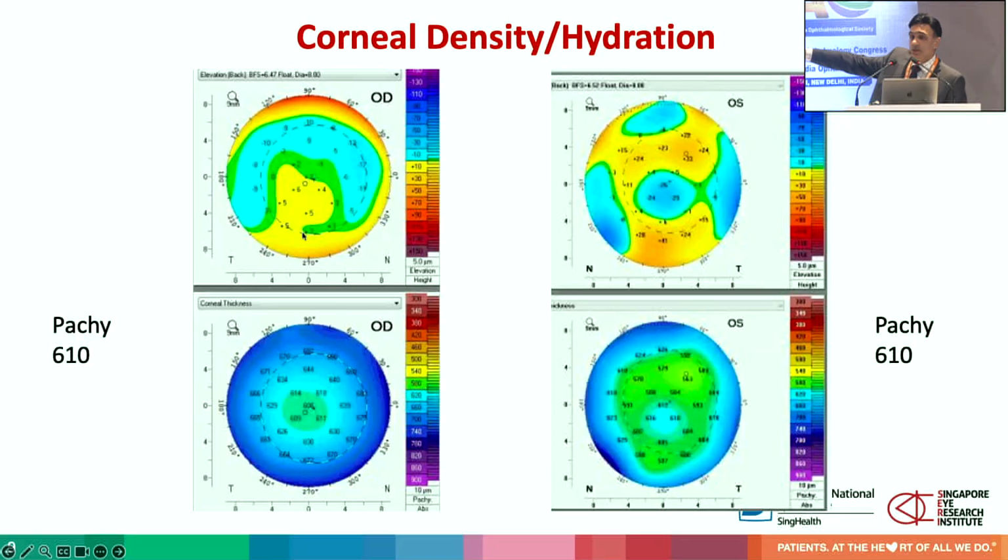In fact, the right one is from a patient of mine who came for refractive surgery, and the left one's from my corneal clinic. But it's just to show you that what we're measuring is not the same thing.